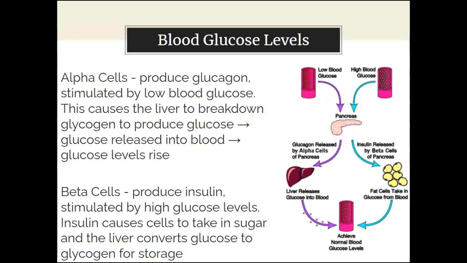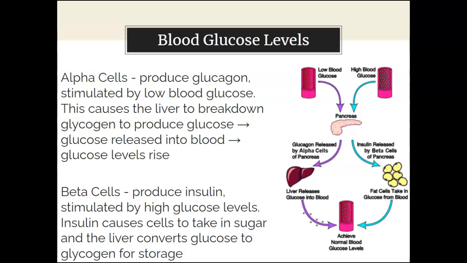So talking about blood glucose levels, there are 2 types of cells that we're going to talk about. There's alpha cells and beta cells. So alpha cells produce glucagon stimulated by low blood glucose, which causes the liver to break down glycogen and turn it into glucose. The glucose is released into the blood, and then your blood sugar levels rise.